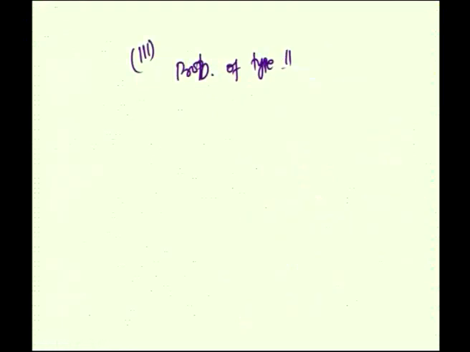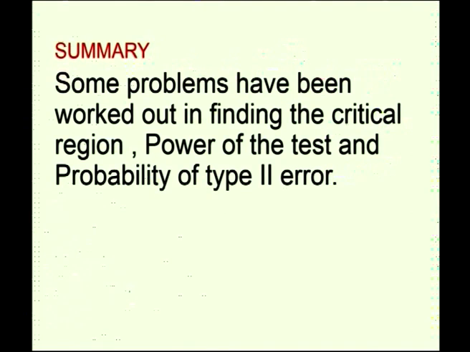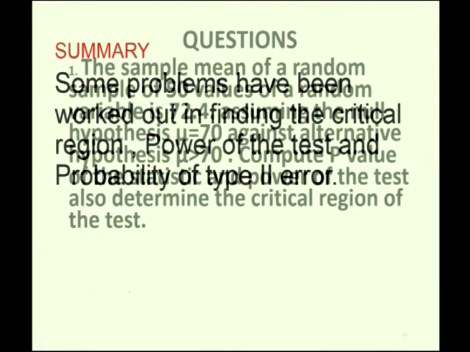Next, the probability of type 2 error is 1 minus k of 39, which is equal to 1 minus 0.8945, which is 0.1055. In this session, some more problems have been worked out in determining the critical region, power of the test and probability of type 2 error for a particular two cases.